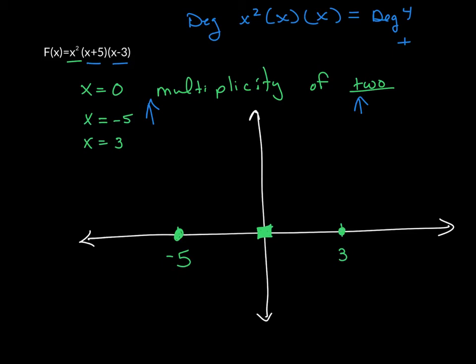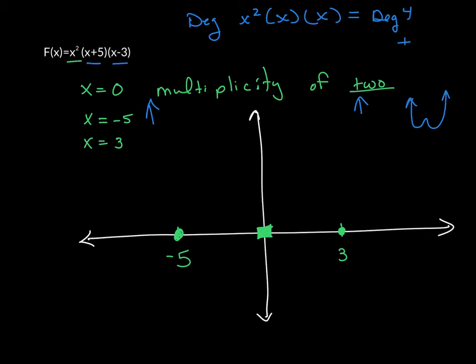Now, as I'm following this graph, I'm going to go from here. I'm going to come down, cross the x-axis, come back up. I can't go through this. I have to go back down and then go back up. So the rough shape of this graph is going to take this kind of a W shape.